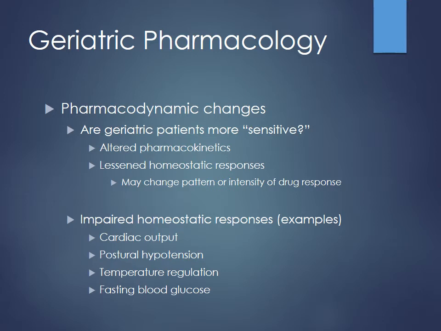But in a lot of cases, it's also going to be related back to their homeostatic compensation processes. And as those start to fail, you're going to see more of this kind of drug response. So that's where you see a lot of orthostatic hypotension leading to dizziness and falls. That comes about from those kinds of changes. But again, cardiac output, postural hypotension, all those things are affecting this. Even things like fasting blood glucose are going to affect how well your diabetic medications are going to be working.